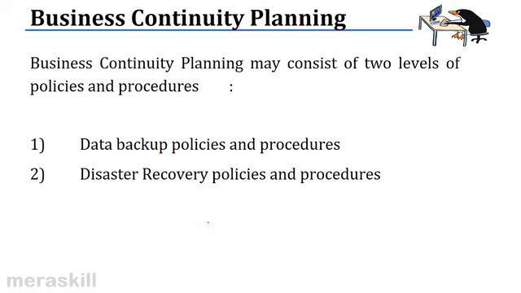A business continuity plan may consist of two levels of policies and procedures: data backup policies and procedures, and disaster recovery policies and procedures. This is how we have subdivided it, just an informal classification so that we can cover a few angles. That's all. So what is data backup? So first we will cover what is data backup. Whatever data we have, one of our most important assets is the information that we have. Remember, this is what we were talking about all the while.